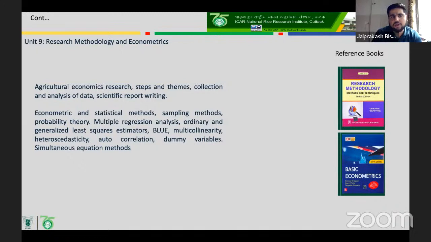Okay, so in econometrics, one should be aware of multicollinearity, heteroscedasticity, autocorrelation, dummy variables, simultaneous equation modeling, time series, OLS, the assumptions of OLS, and the BLUE conditions. You should be aware of all these things. Many times a 10 marks question appears on any of these topics, like what is multicollinearity, how it can be detected, what are the consequences of multicollinearity, and how it can be removed.